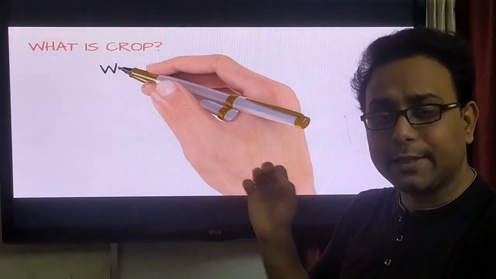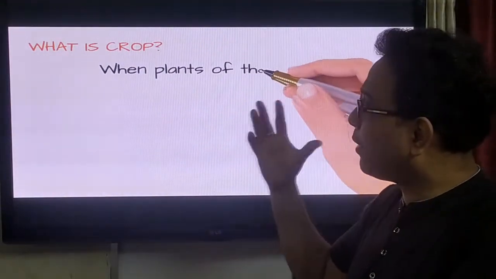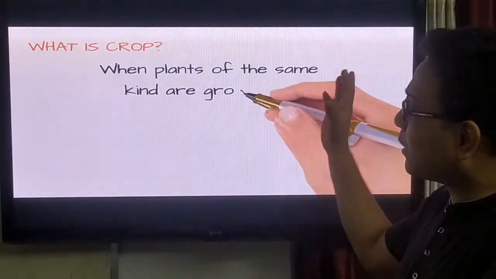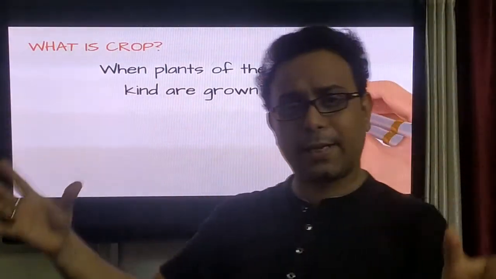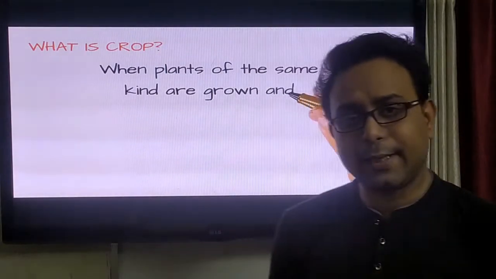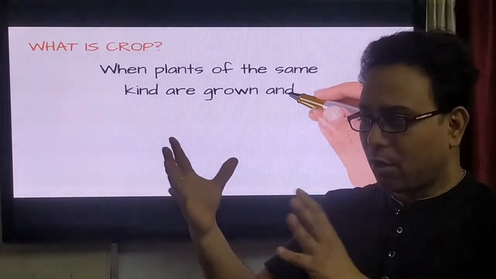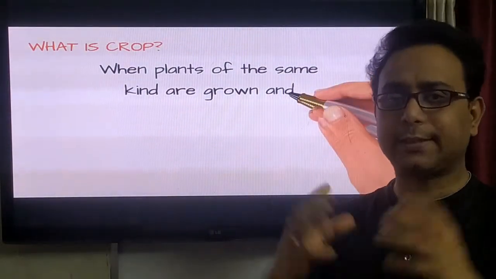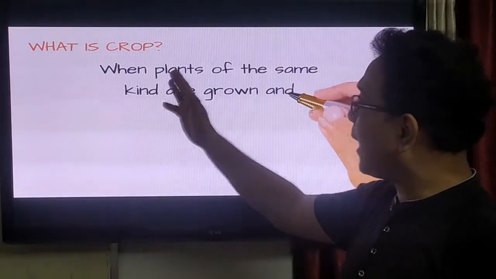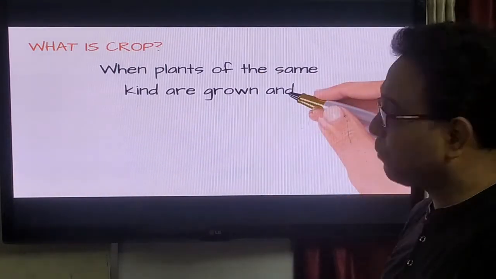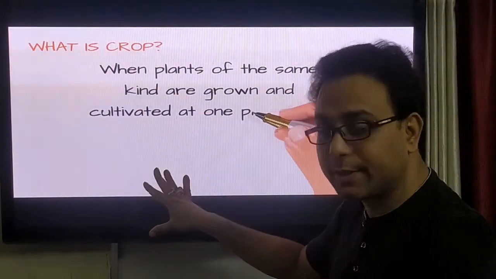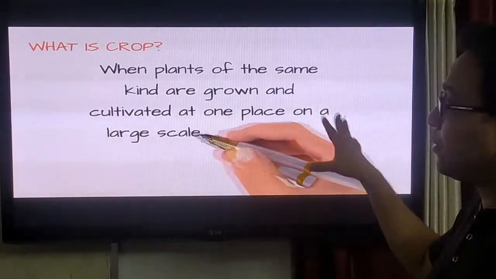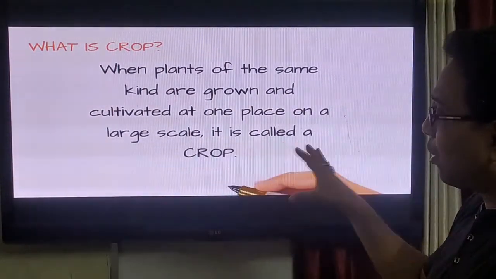Crop cultivation is an important aspect of agriculture. So what is a crop? A crop means plants of the same kind, generally, cultivated together. In one field wheat is cultivated, in another field rice is cultivated. So when plants of the same kind are grown and cultivated in one place on a large scale, that is called a crop.